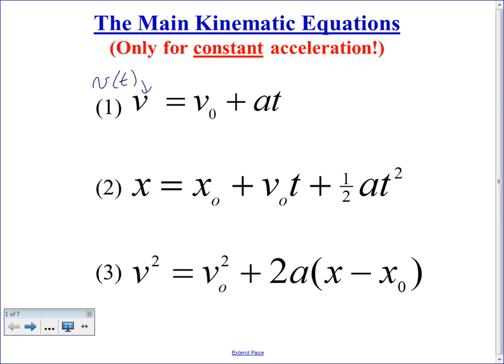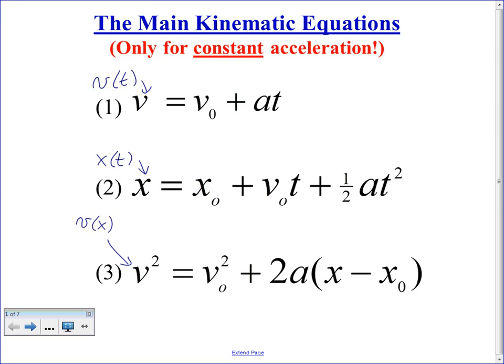So if we want to find the instantaneous velocity, the velocity at a specific instant in time, this equation allows us to find it. The second equation allows us to find position as a function of time. So what is the position at time t? And the third equation actually comes from combining the first and second equations. If you solve the first equation for t and plug it into the second equation, this actually gives us the third equation, which is velocity as a function of position.